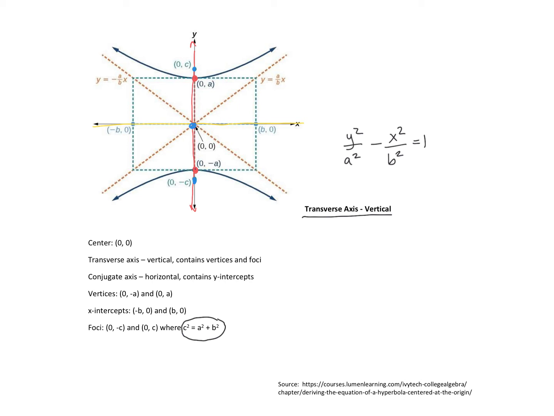You may notice on this picture and the previous picture that we have these diagonal lines that go through the center, and that our hyperbola kind of hugs that line. These are called the asymptotes, and when we're sketching a hyperbola, that's usually the first thing that we sketch. So let's look at a couple of examples.